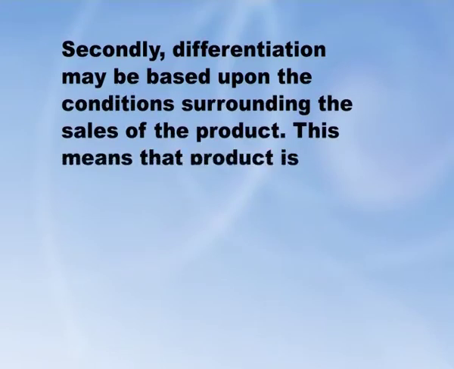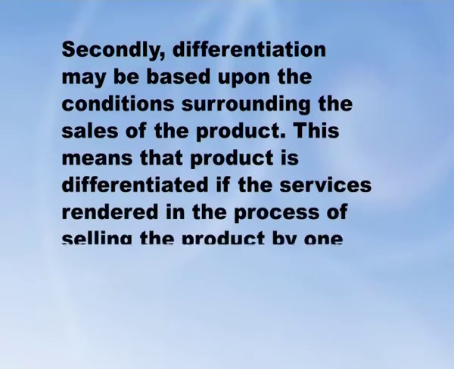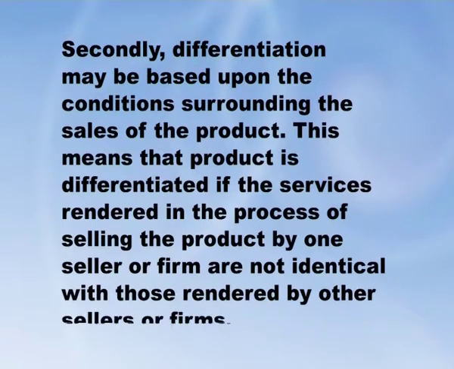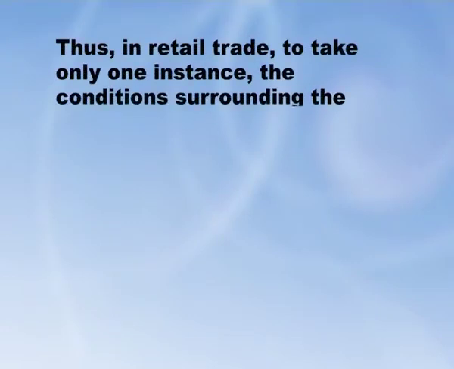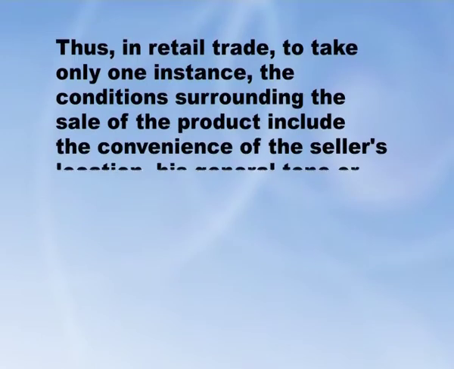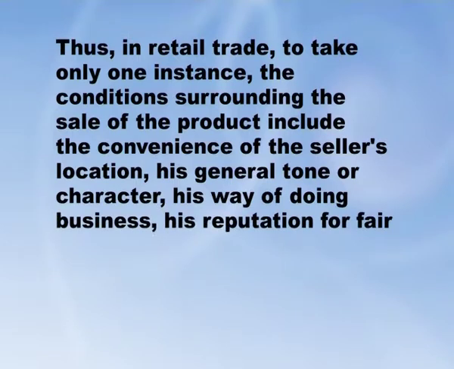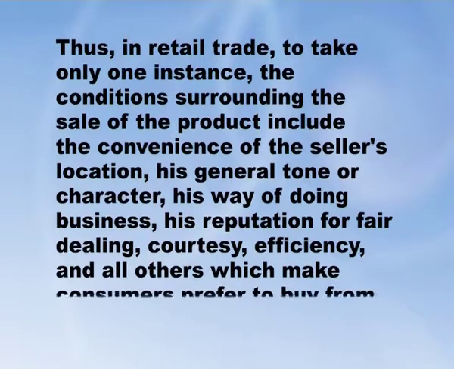Secondly, differentiation may be based upon the conditions surrounding the sales of the products. This means that the product is differentiated if the services rendered in the process of selling the product by one seller or firm are not identical with those rendered by other sellers or firms. Thus, in retail trade, to take only one instance, the conditions surrounding the sale of the product include the convenience of seller's location, his general tone or character, his way of doing business, his reputation for fair dealing, courtesy, efficiency and all others which make consumers prefer to buy from him. If these factors surrounding the sale of a product are different in case of different sellers, the product in each case will be different, since the buyers take these factors into consideration while making purchases. These factors like the goodwill, trademarks, etc. serve as a basis of firm preferences.